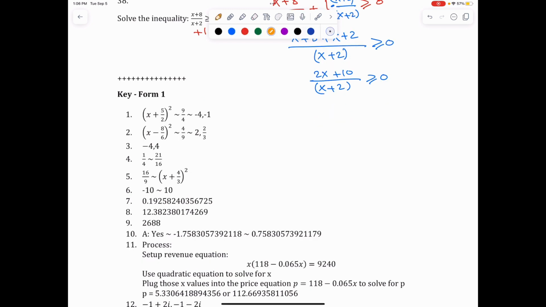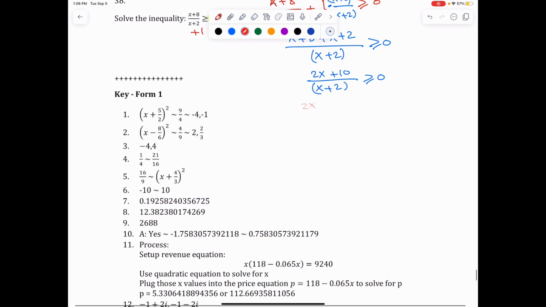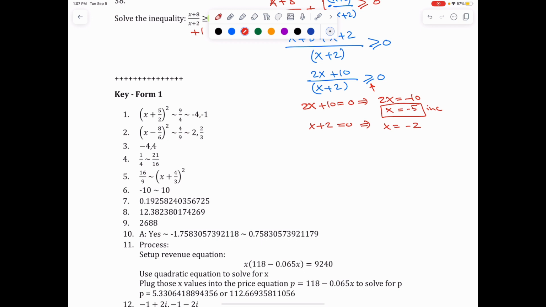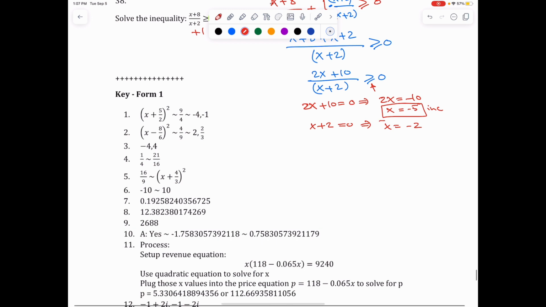So now we're going to compute the critical values. 2x plus 10 equals 0. That will lead to 2x equals negative 10, x equals negative 5, which is included because of the equal sign. x plus 2 equals 0. That will lead to x equal to negative 2, which is excluded because it comes from the denominator.